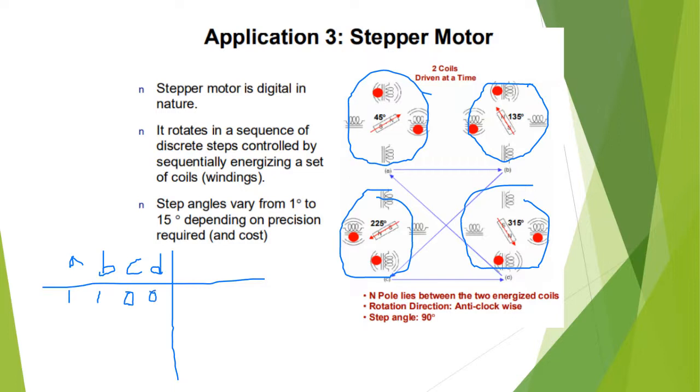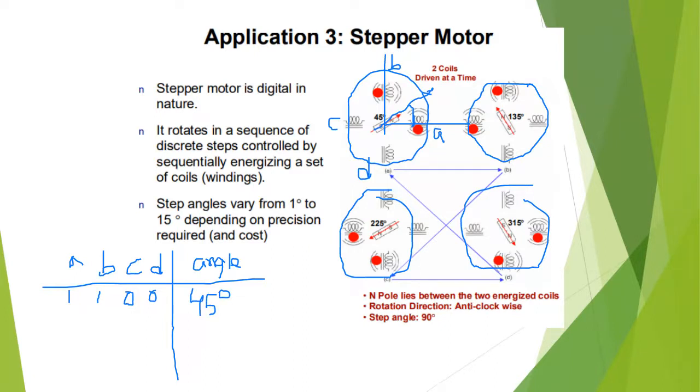What is the angle? What angle does the rotor remain at? So this is A phase, B phase, C phase, and D phase. So this one is like that. A phase is here, and the rotor is in the middle. So if A phase is the reference angle, then this is 45 degrees. So we can write 45 degrees. When A and B are both on, it is at 45 degrees.